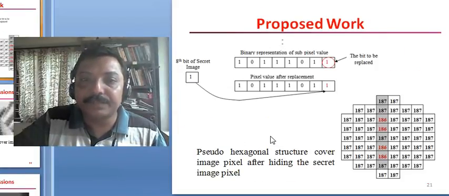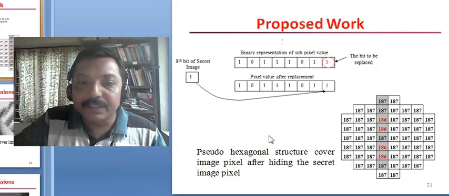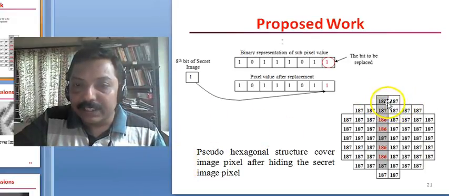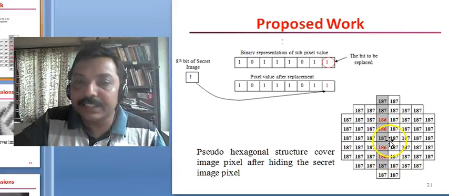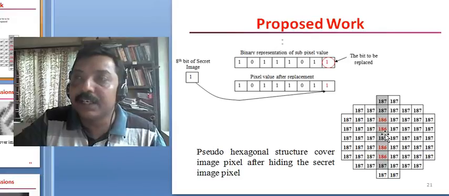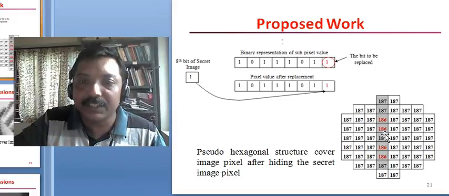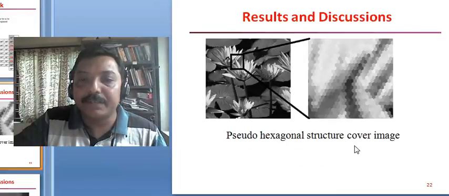So after the replacement, the pixel values will be like this. Here you can see that the value of only 4 subpixels is altered, and that is again changed from 187 to 186, a single bit change, and therefore not much alteration is done in the cover image. That means the property of the cover image is not much changed. And this is the process for hiding the entire bit.